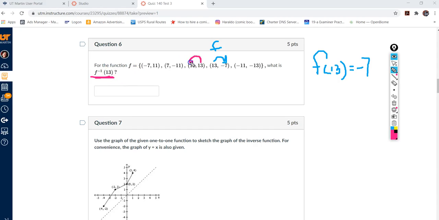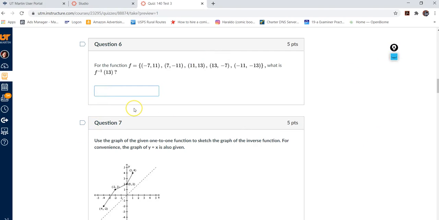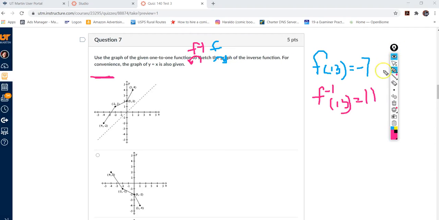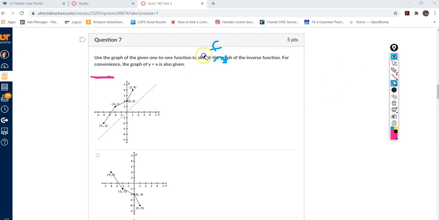So for f inverse, you look for the point on f whose y coordinate is 13. F inverse maps y into x. And so f inverse of 13, so this set are all points on f, the answer there is 11. So my answer for this is 11. All right, use the graph of the given one-to-one function to sketch the graph of the inverse function.